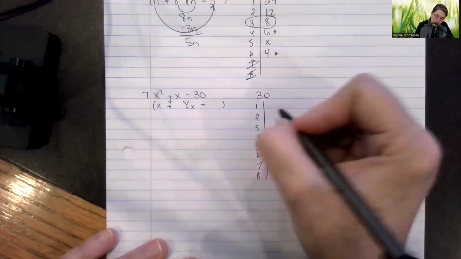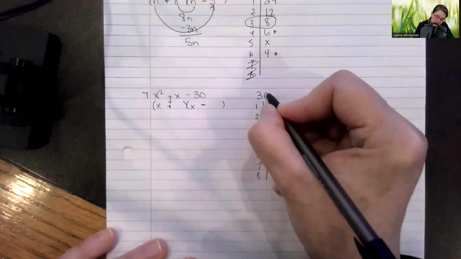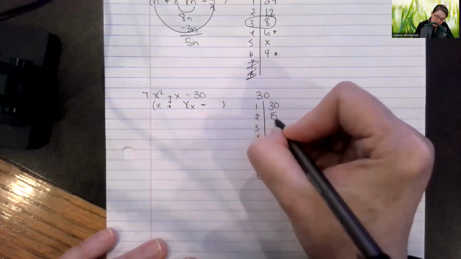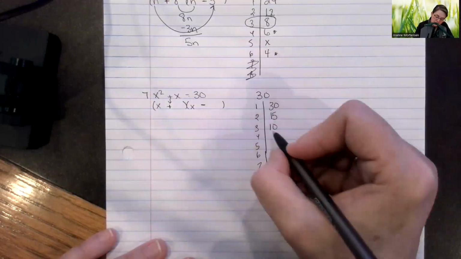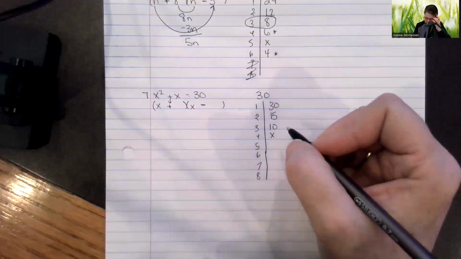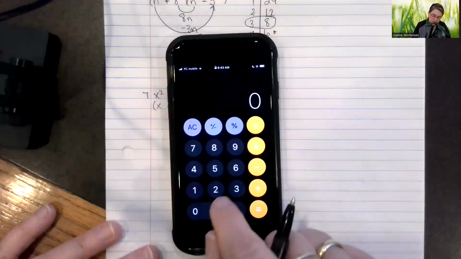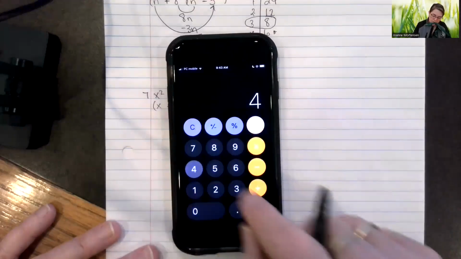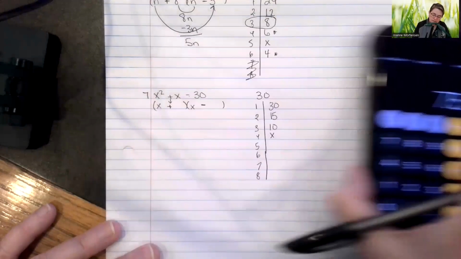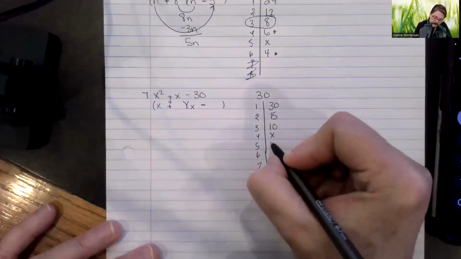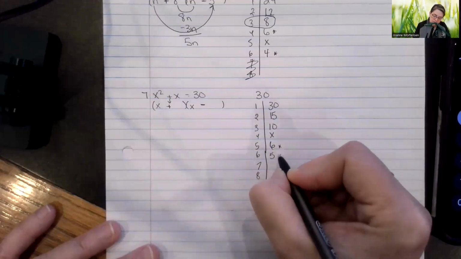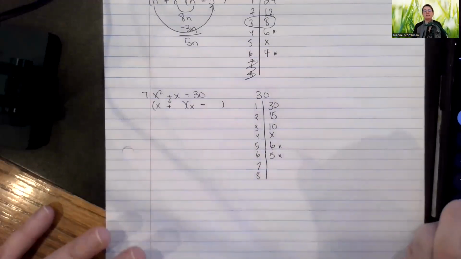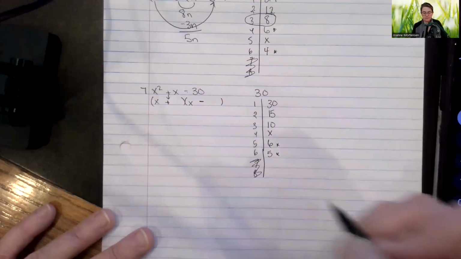All right, 30 divided by 2 is 15. 30 divided by 3 is 10. 30 doesn't divide by 4. Does it? I don't know. 30 divided by 4. Yeah, no, so I don't need it. 30 divided by 5 is 6. Oh, and there we go. We got our duplicate, so don't need that.